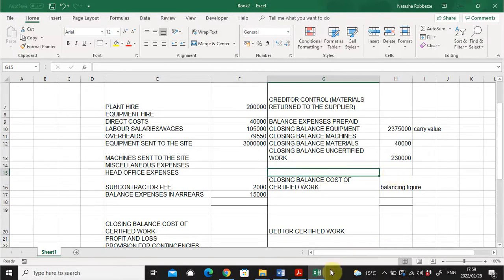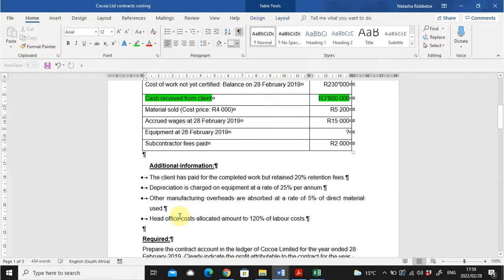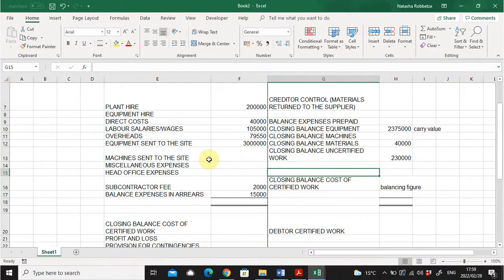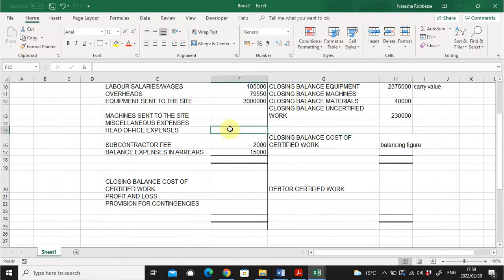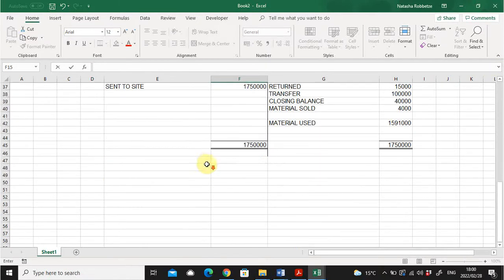the next calculation. If we read the last part of the additional information, it says the head office cost is 120% of the labor cost. So to calculate that, I will simply go to the head office expenses. I will go and find the labor cost. What was the labor cost? Well, the labor cost consisted of two parts. So let's do that as a calculation as well.